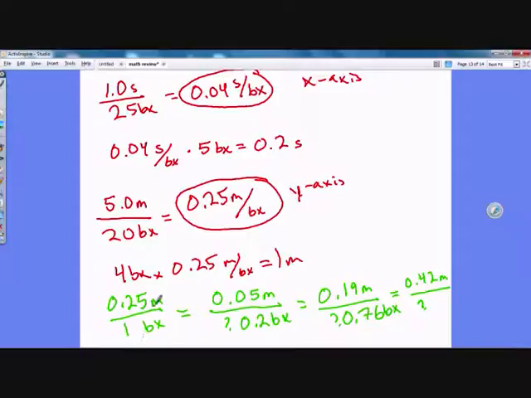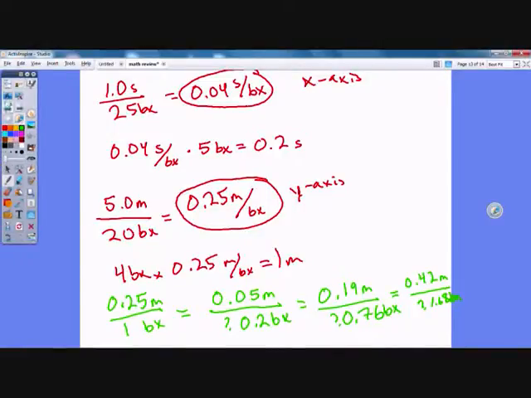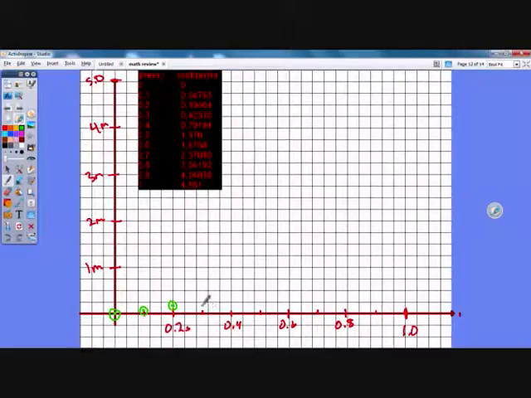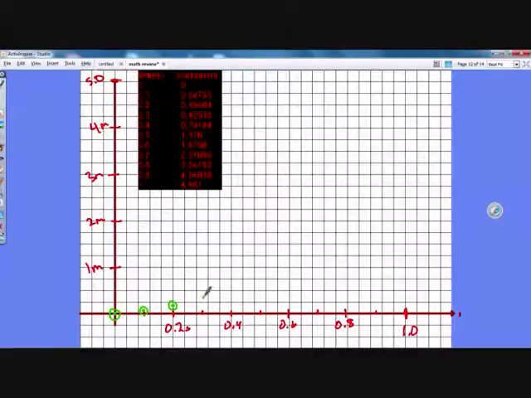1 box is 0.25, so we solve this by cross multiplication. 1 box times 0.42 meters divided by 0.25. We find that that is 1.68 boxes. So that is just shy of 1 3/4 boxes. We come out to 0.3, 1, and short of 3/4. We make our point protector and we can start to see the shape of this graph.